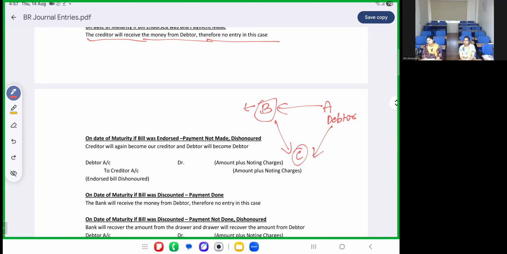In that case, what will happen is, A will have to make the payment to us, and we have to make the payment to C. This didn't work out. So our debtor will again become a debtor, and our creditor will again become a creditor. So it is debtor to creditor account. What is it? Debtor A account to C account.